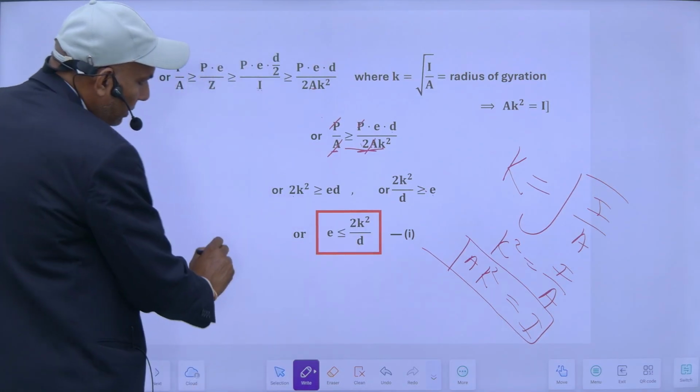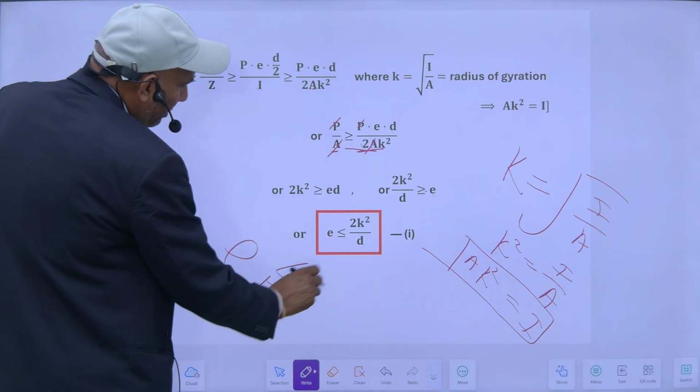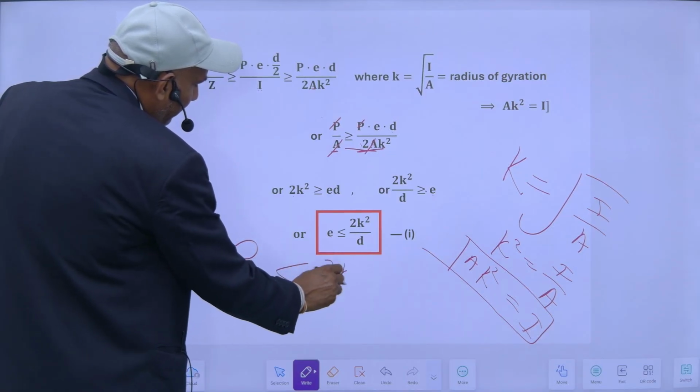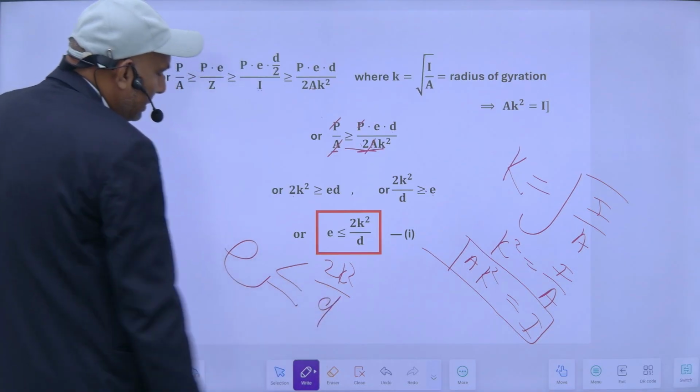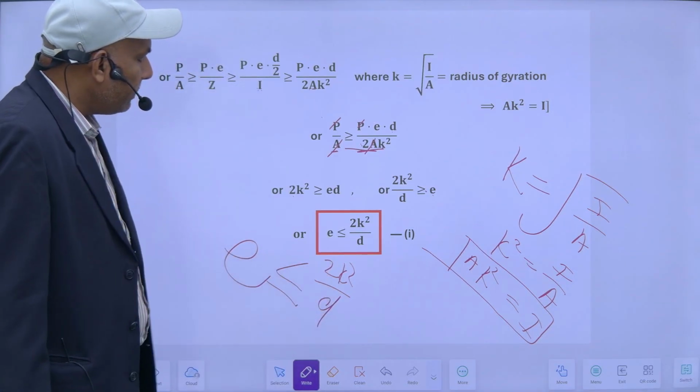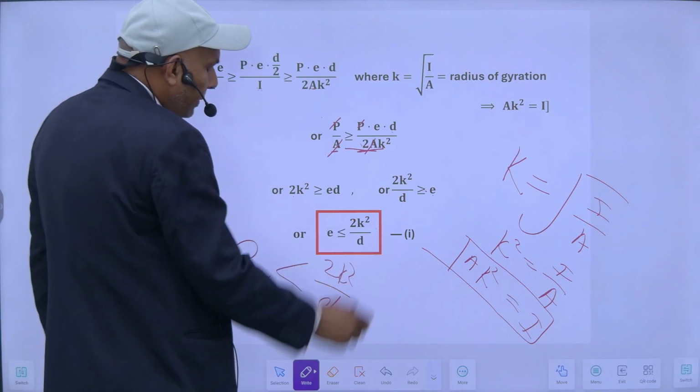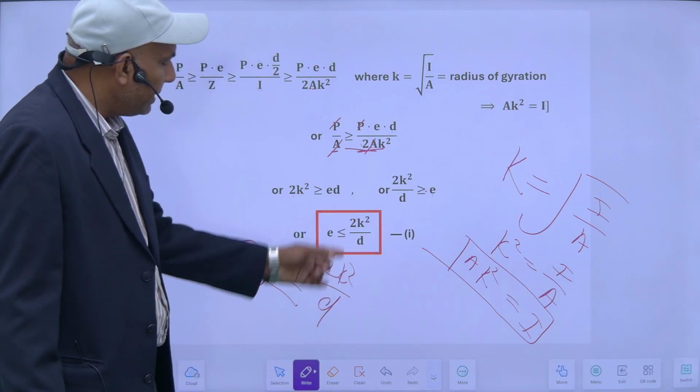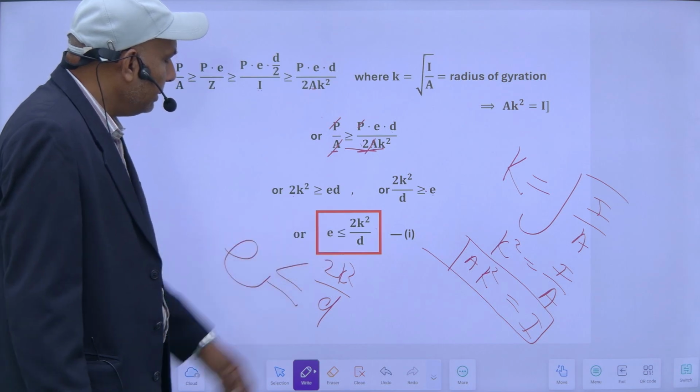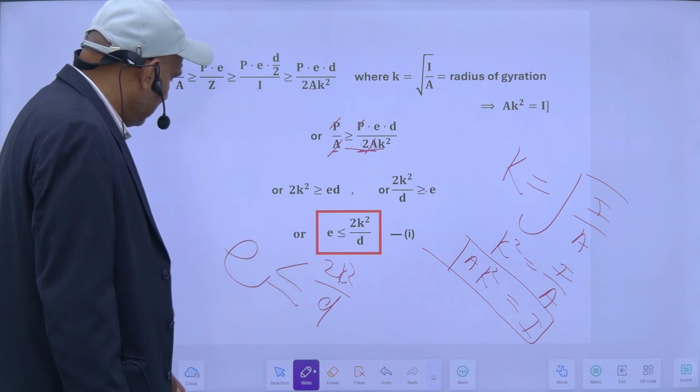It means for tension not to develop in this section, my eccentricity should be less than or equal to 2K square upon D. This is the formula, where K is the radius of gyration and D is the depth of the member.